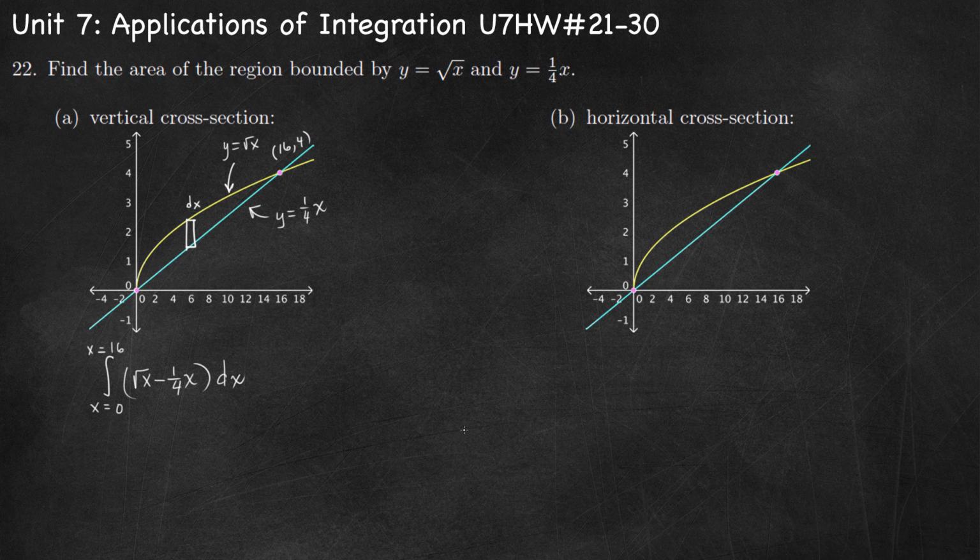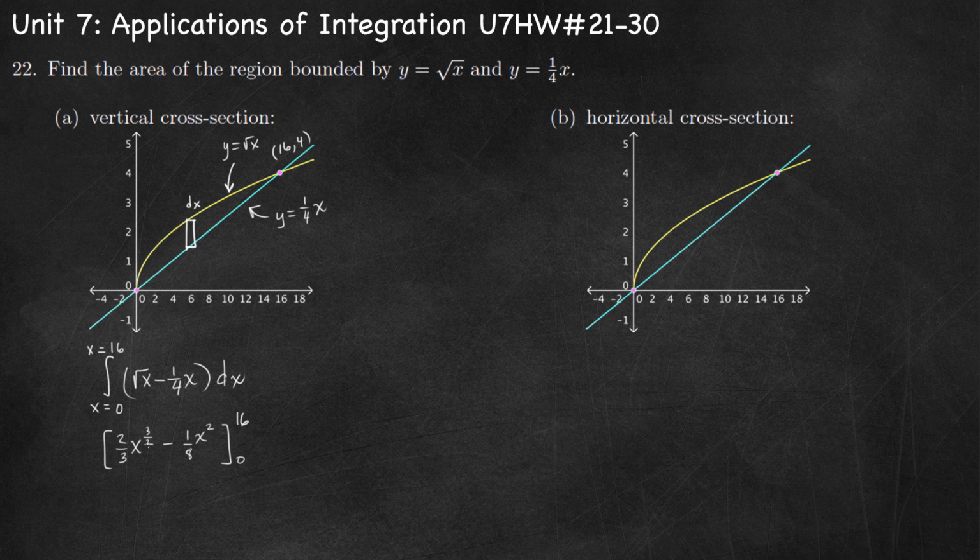We can integrate this with power rule. Think of the square root of x as x to the 1/2. So we get x to the 3/2 times 2/3 minus 1/4 x squared over 2. So that becomes 1 over 8 x squared. And then we evaluate from 0 to 16.